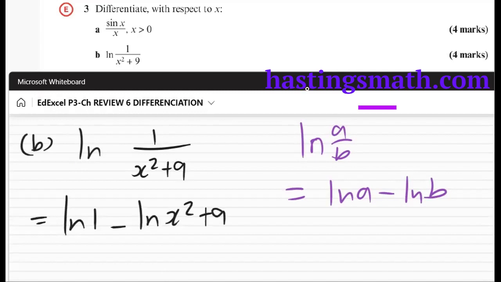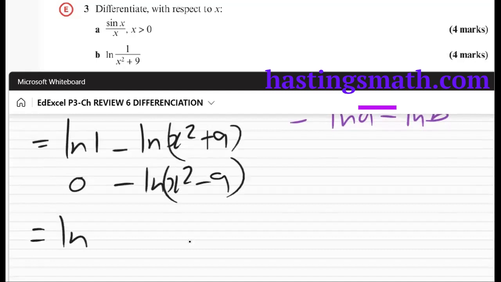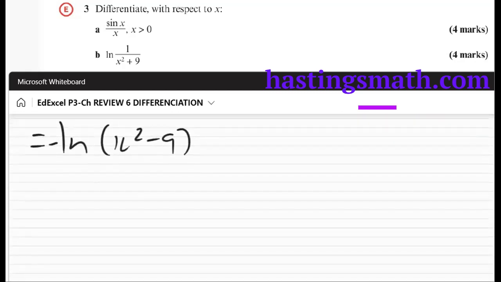And ln 1 just equals 0. So we actually just have ln of x squared minus 9, and it's negative. Okay, so this is the function that we need to differentiate. They just rearranged it to make it easier. That's one way to look at this.